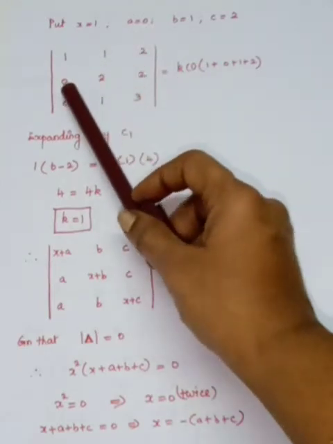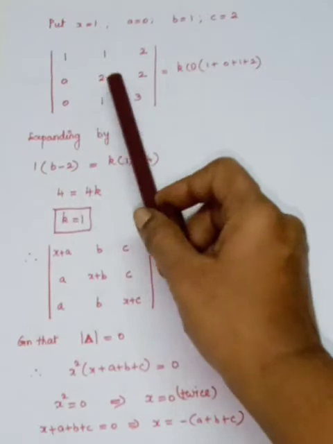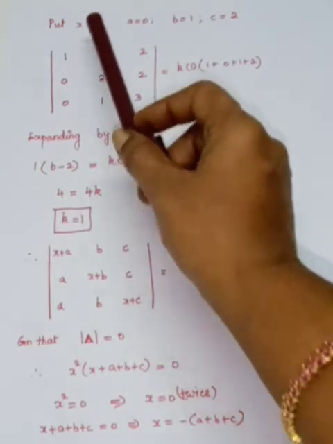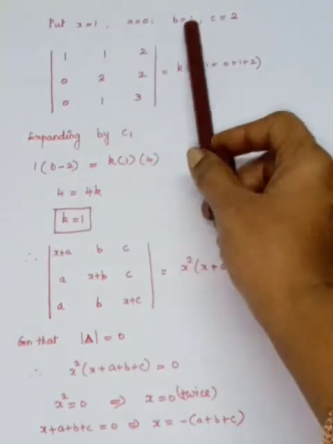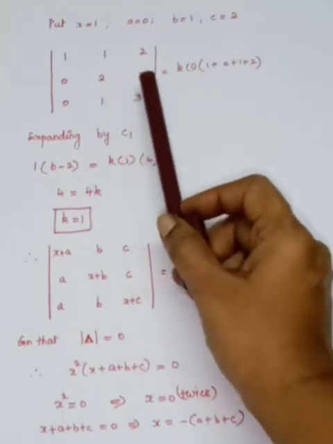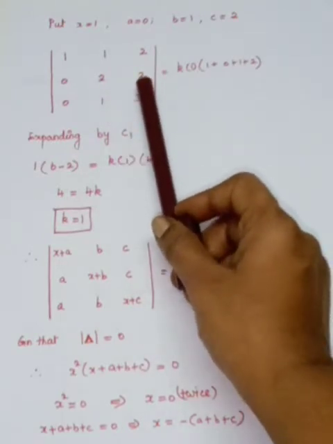Next, here you will have a, that is 0. Here you will have x plus b. So x is 1 and b is 1. 1 plus 1 is 2. And the next one, here you will have c. So c is equal to 2.